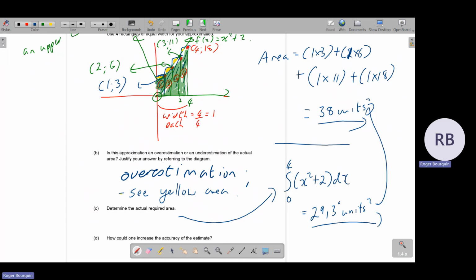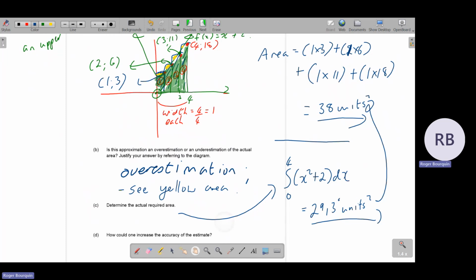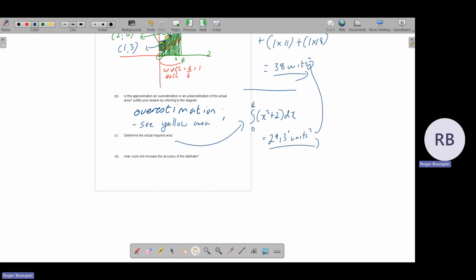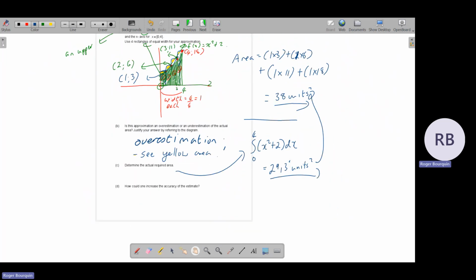Okay. How do we increase the accuracy of this estimate? Increase the number of... so you increase the number of rectangles.